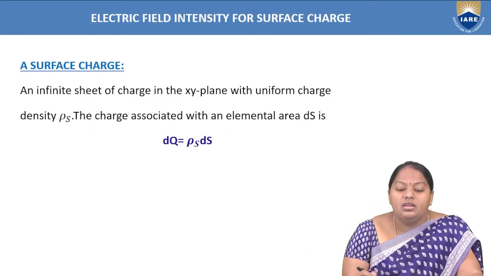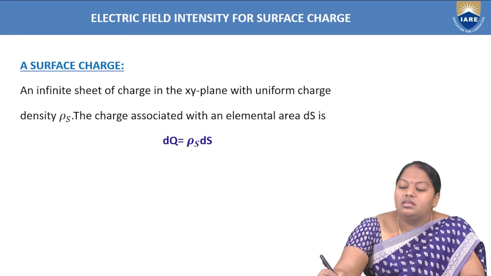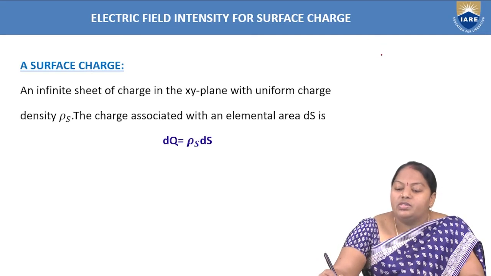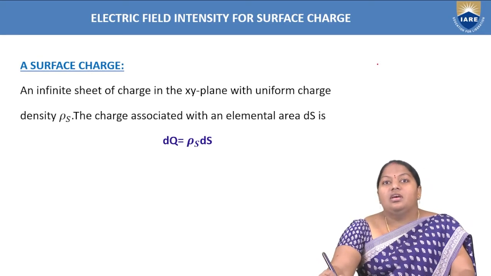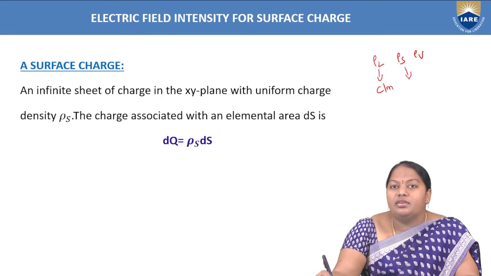A surface charge: an infinite sheet of charge in the xy plane with uniform charge density rho s. As we have learned in the previous lectures, there are three continuous charge distributions: rho L, rho S and rho V. Rho L stands for line charge density, measured in coulomb per meter. Rho S is related to surface and is measured in coulomb per meter square. And rho V is measured in coulomb per meter cube.